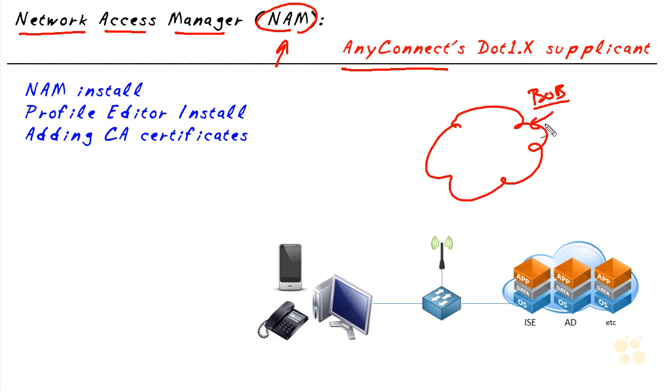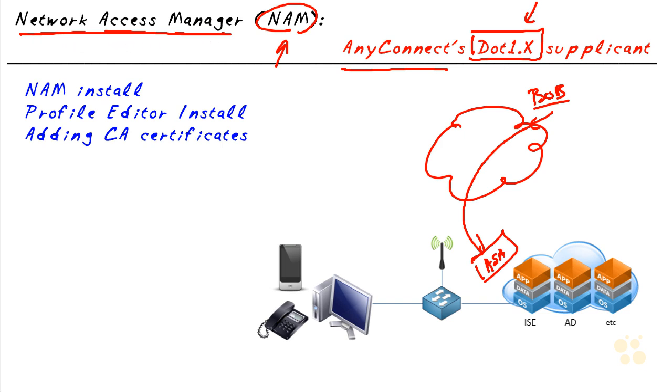He's connected via DSL or cable modem to the internet, and he wants to build a VPN connection to a head-end device. Maybe there's an ASA acting as the head-end VPN device, and then Bob uses the AnyConnect client to build that VPN tunnel from his computer over to the ASA, which gives him access into the network. So in this video, you and I are going to leverage the .1x supplicant portion of the AnyConnect, which is called the Network Access Manager.